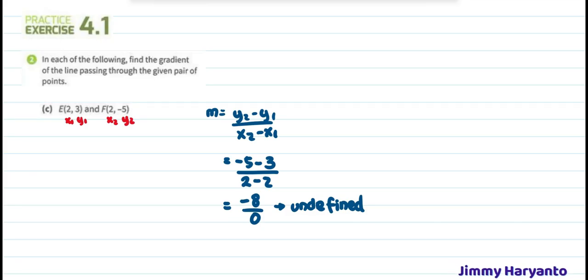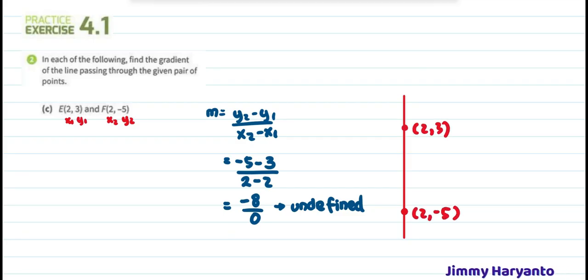What is the meaning of undefined? Undefined means the line is a vertical line. As you can see, the value of x is the same. That means (2, -5) is right here and (2, 3) is right there. As you can see, the line is a vertical line. That means the gradient will be undefined.